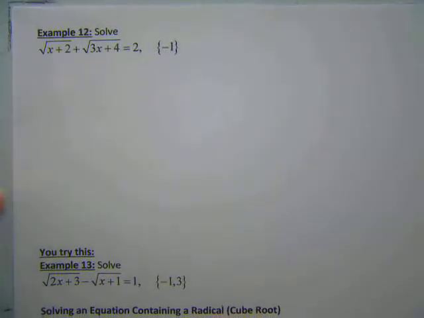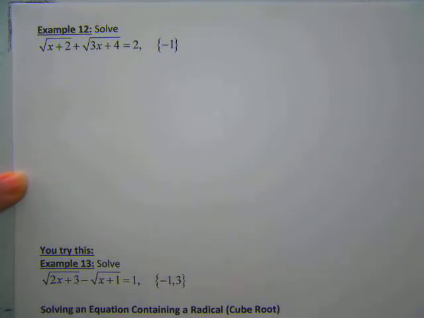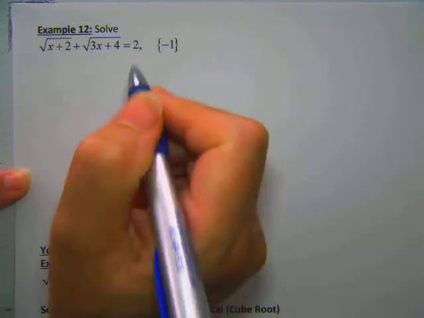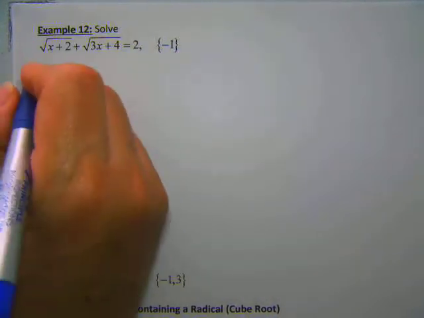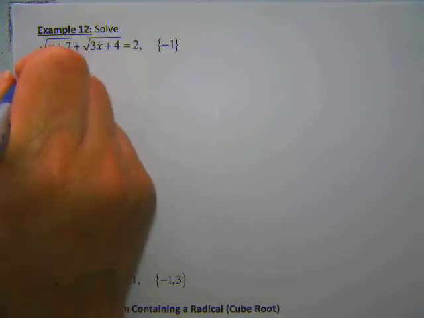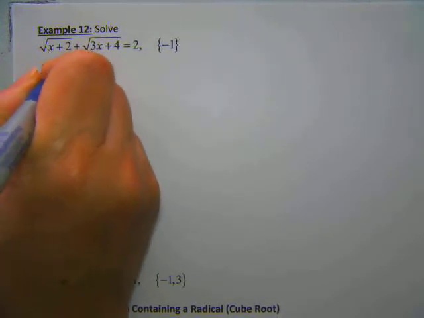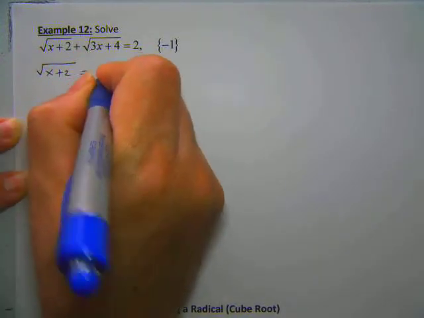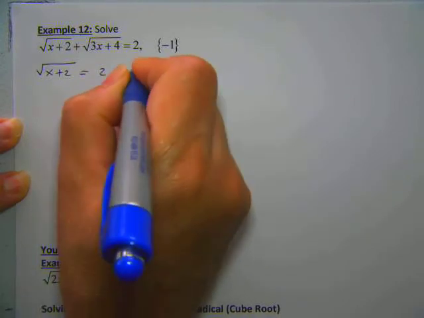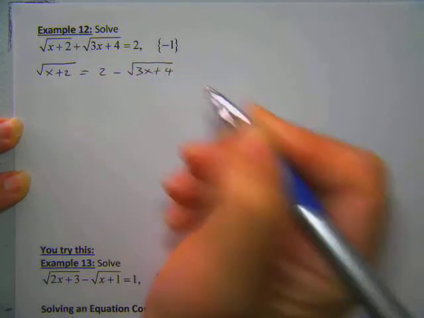Okay, so I'm going to do just one last example for this section with you, and then I'll give you one to try on your own. Again, read the one that I've done so far. So the first step is to isolate the radical. So we're going to have the square root of x plus 2 is equal to 2 minus the square root of 3x plus 4.